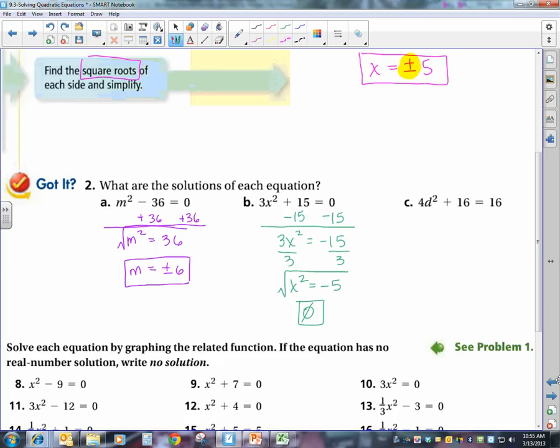All right, the last one. 4d squared plus 16 equals 16. So I'm going to do the opposite and subtract 16 from both sides. 4d squared equals 0. Divide by 4. And d squared equals 0. So what's the square root of 0? Punch it in your calculator if you don't know.